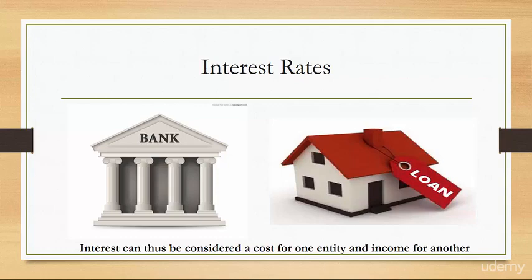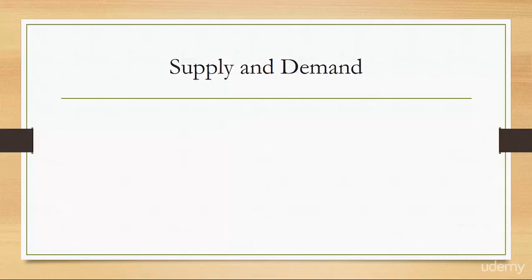Businesses also borrow for future profit. So if I'm a business, I may borrow to buy equipment now so that I can begin earning revenues today. Interest can thus be considered a cost for one entity, so a cost for us if we're borrowing to buy a house, and income for another, so the bank is earning money. Interest is the opportunity cost of keeping your money as cash under your mattress as opposed to lending.